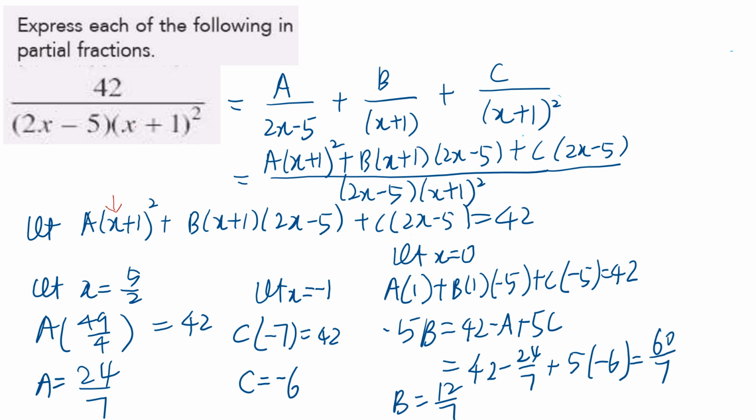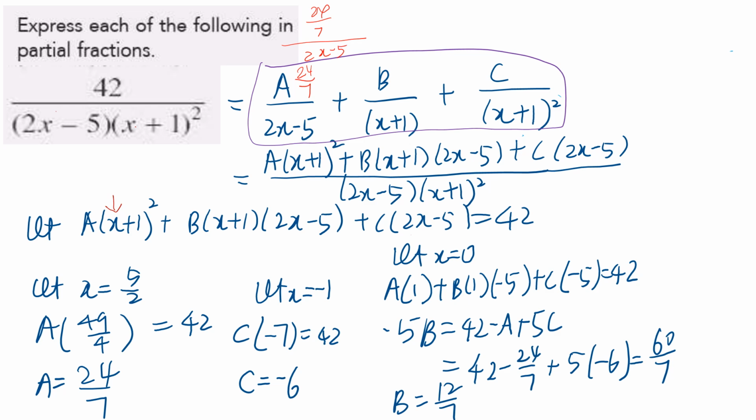So having found all these values, we can put them back into our partial fractions. So our partial fractions is this one here. So your A is 24/7. Okay, this one is a bit tricky. So I'm going to show you how to do it. So A is 24/7. You can't leave your answer as 24/7 over 2x minus 5. This is considered as not simplified.